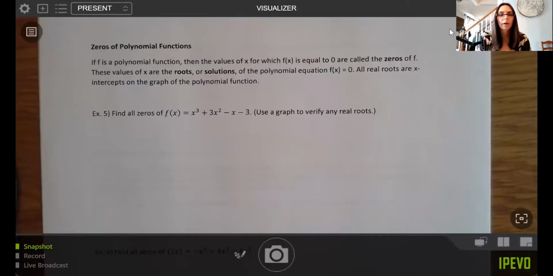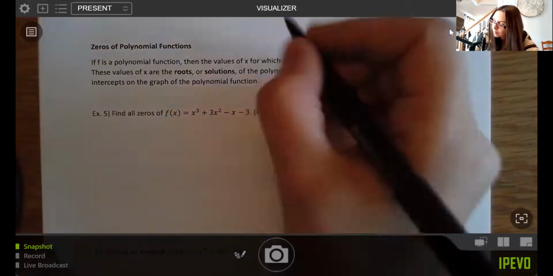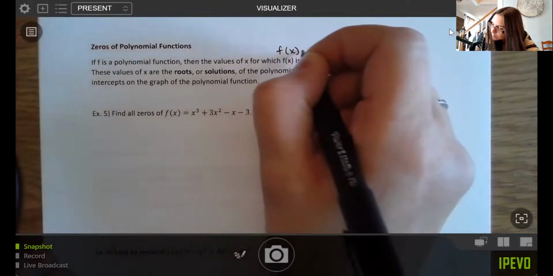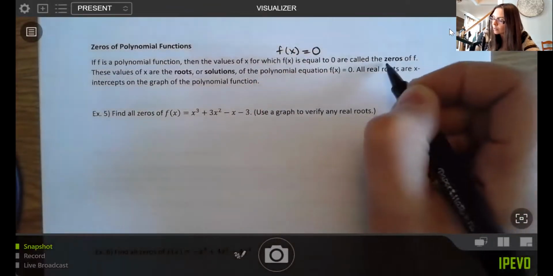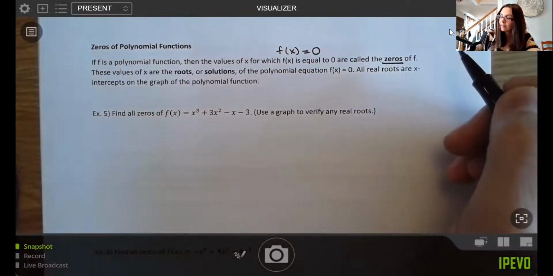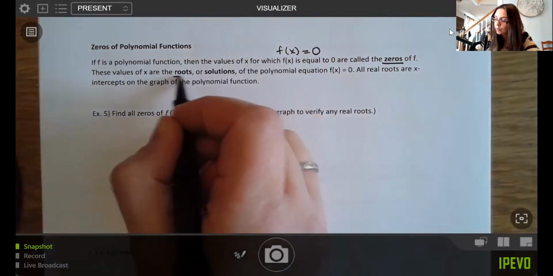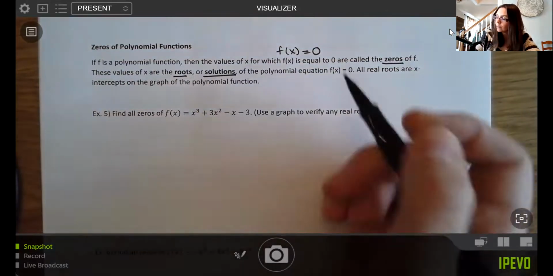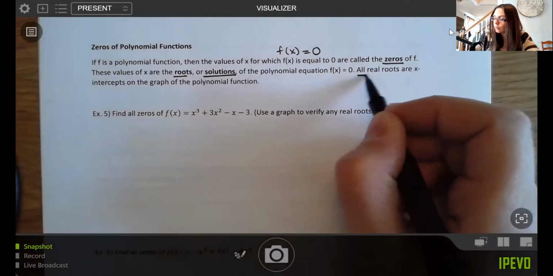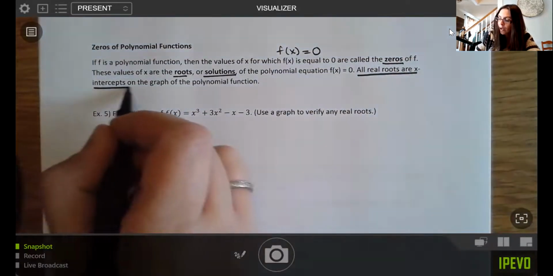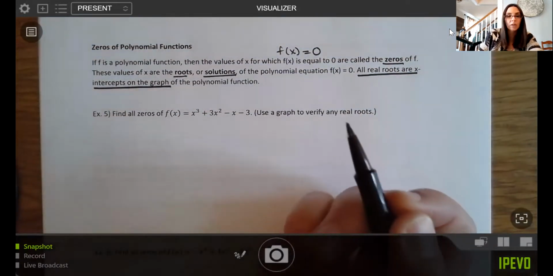The next thing I want to talk about are the zeros of polynomial functions. If f is a polynomial function, then the values of x for which f of x is equal to 0 are called the zeros of f. These values are also the roots or solutions of the polynomial equation. And actually, all real roots are x-intercepts on the graph of the polynomial function.